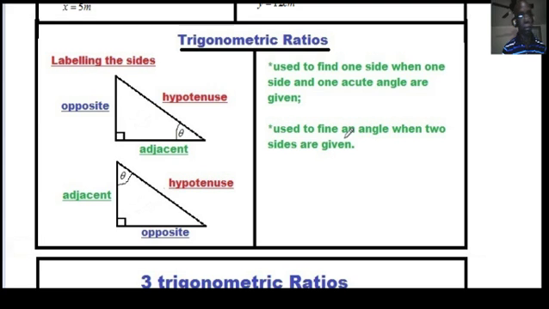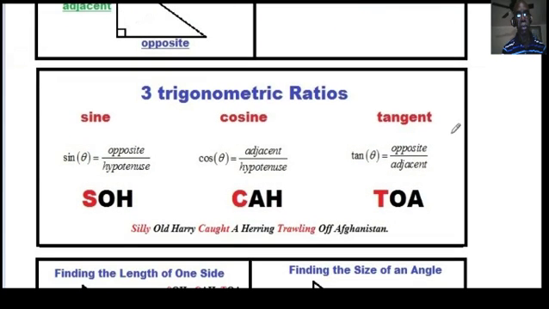There are three trigonometric ratios you need to learn. These are sine, cosine, and tangent. The ratios are as follows. The sine of an angle equals the opposite side, divided by the hypotenuse. The cosine of an angle equals the adjacent side, divided by the hypotenuse. The tangent of an angle equals the opposite side, divided by the adjacent side. It is important to get the names of the sides in the right order.